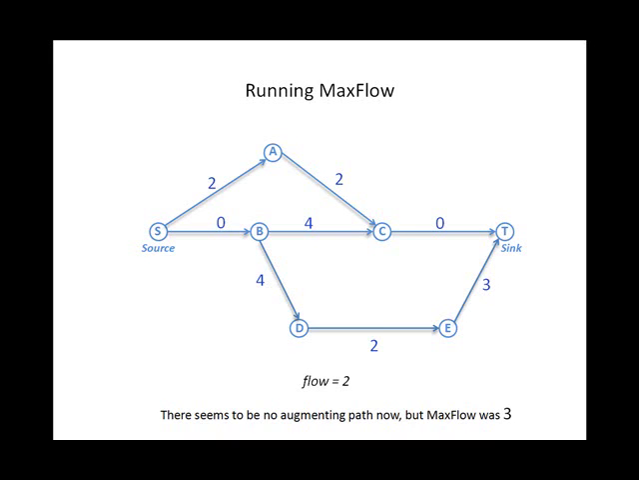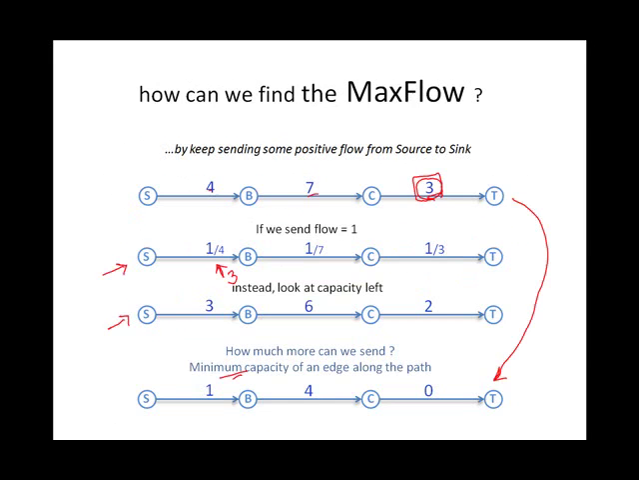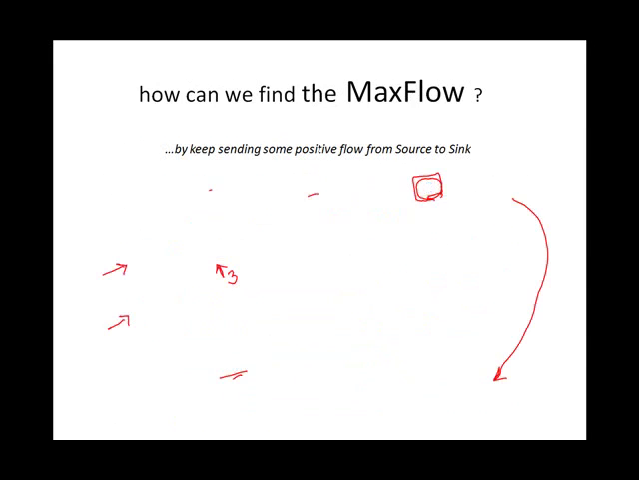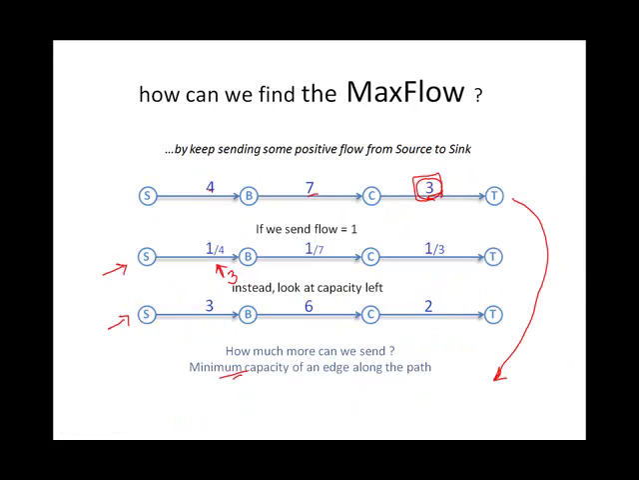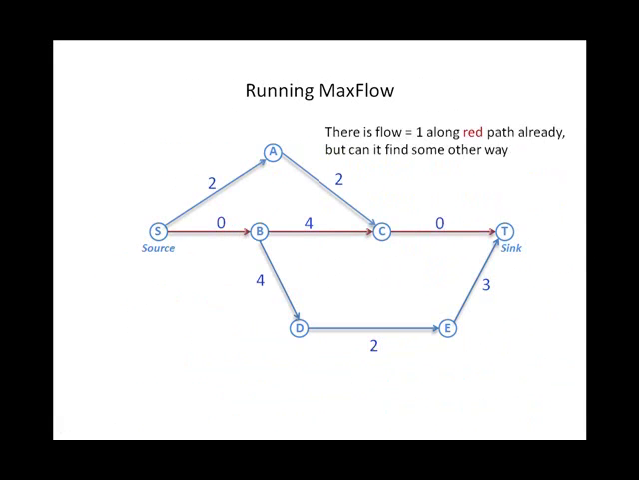Okay. But the current value of the flow we have is just 2, while we have seen previously that the flow was actually 3. So in this particular instance of the MaxFlow solution, the flow is actually 3. Okay, so what are we actually missing? So let's look at that.